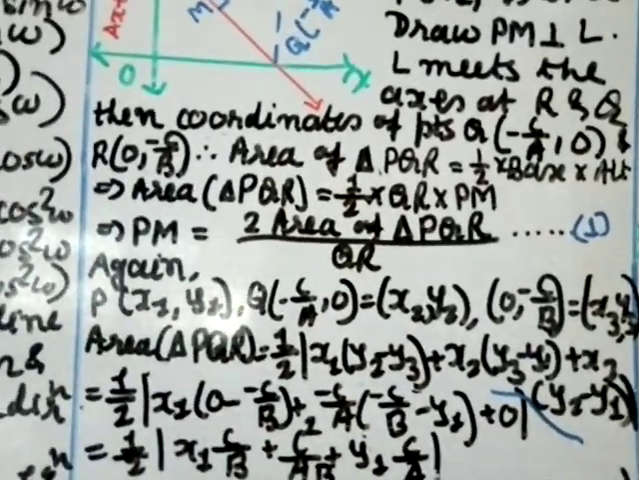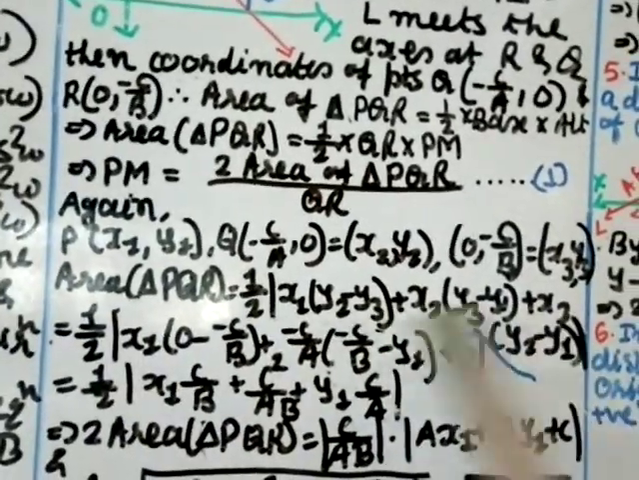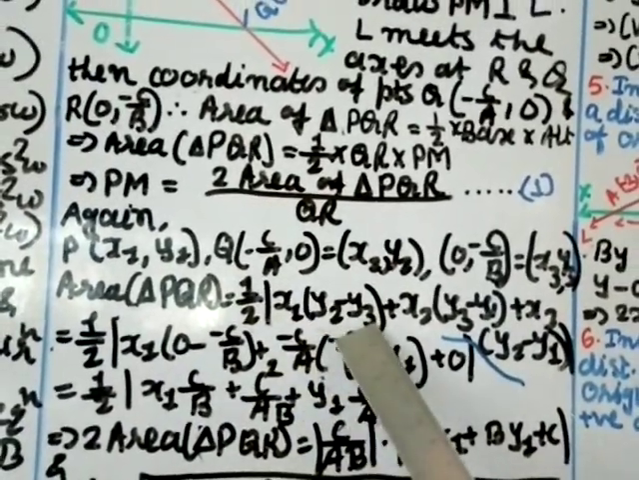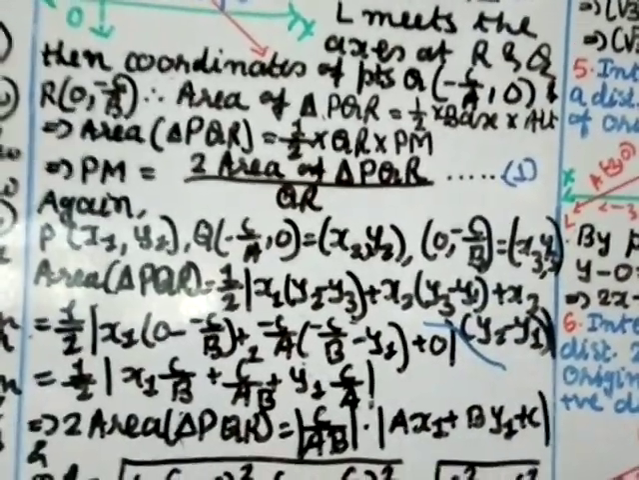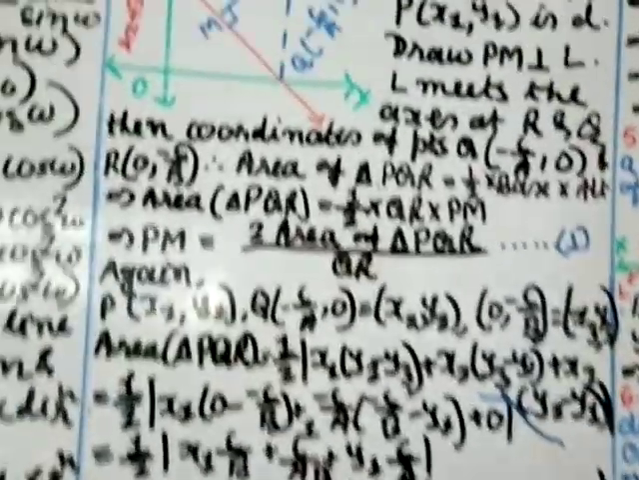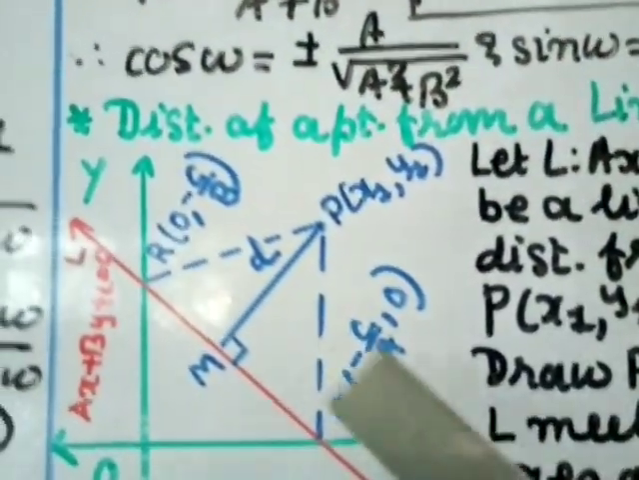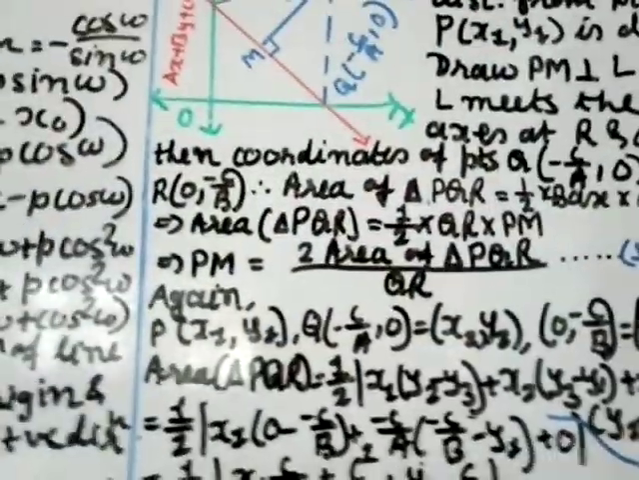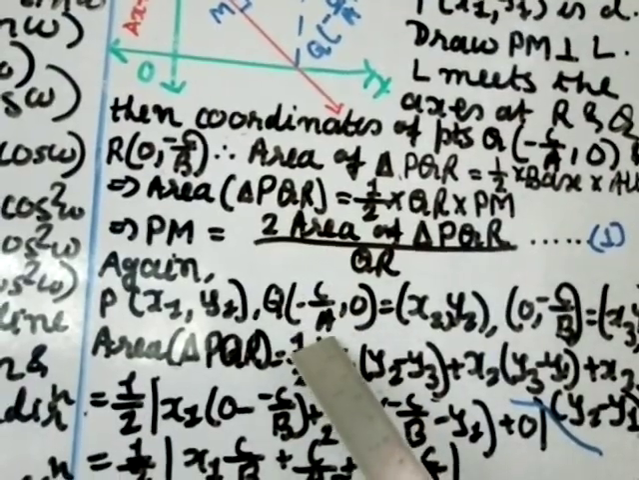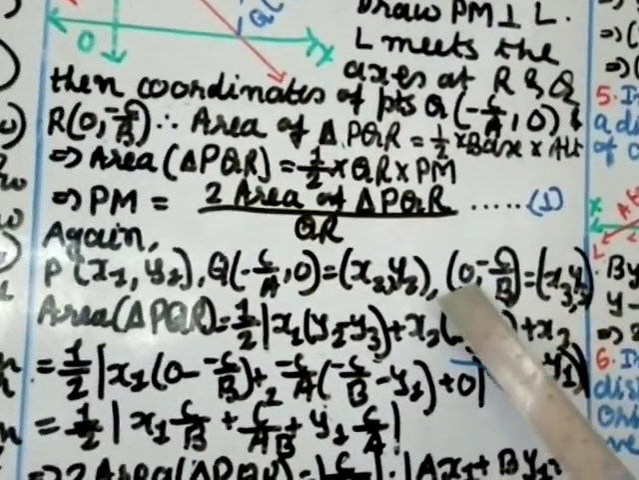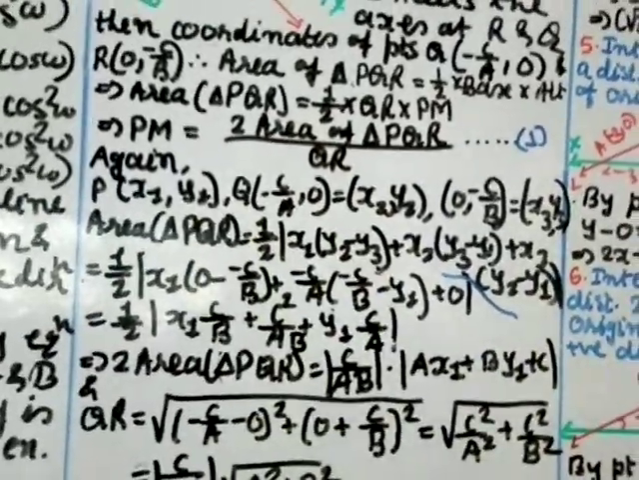Again we know that the area of the triangle is given by this formula, right? 1 by 2 [x1 (y2 minus y3) plus x2 (y3 minus y1) plus x3 (y1 minus y2)]. This formula you have done in class 10. So let us call P as x1 y1, then Q as x2 y2, and R as x3 y3. Here x1 y1 is the same, x2 y2 is (minus c by a, 0) and x3 y3 is (0, minus c by b). We just place the values here. I am directly placing, you can try yourself also.